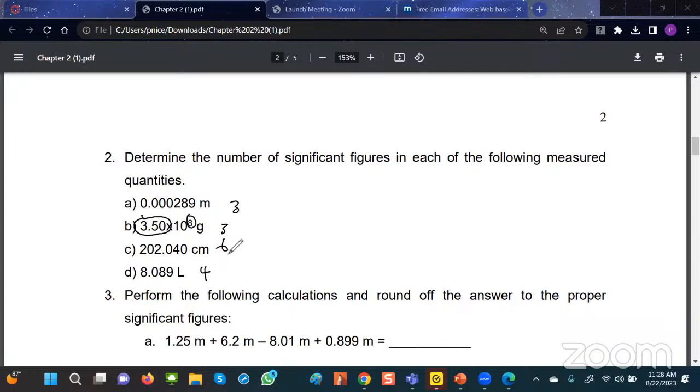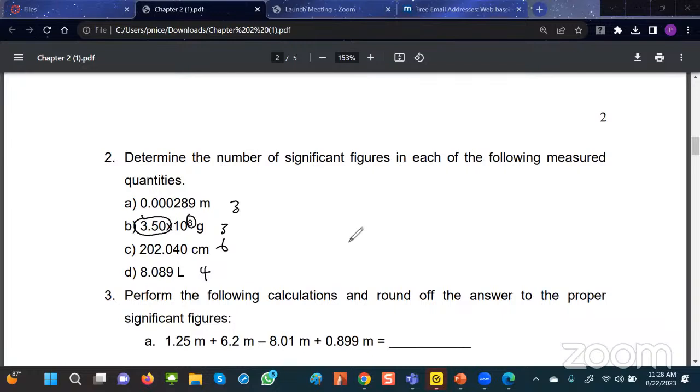Did somebody say something out there in Zoom? I heard a yes thing. I just said the number of sig figs for D. I'm sorry? I just said the number of sig figs for D. Oh, okay, okay. All right.